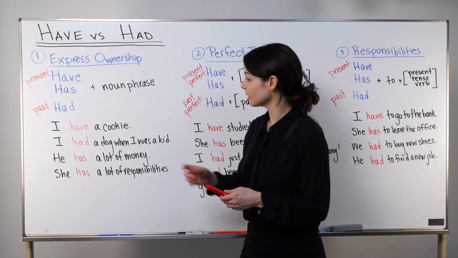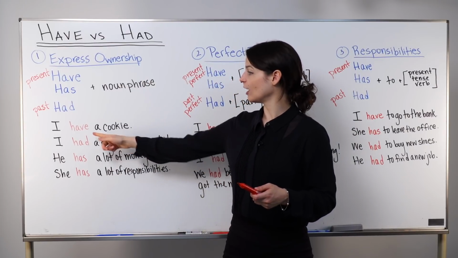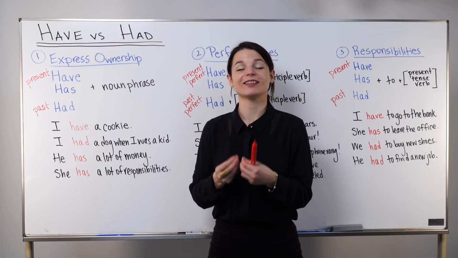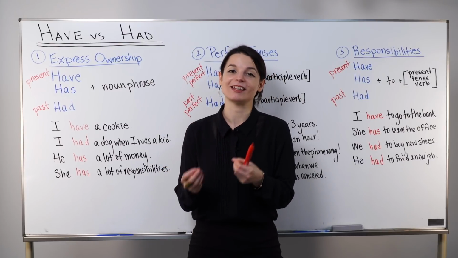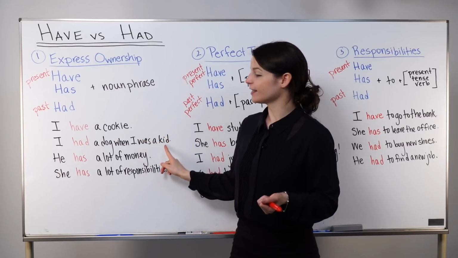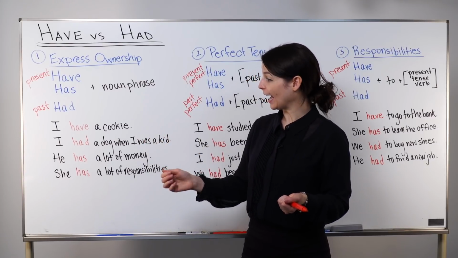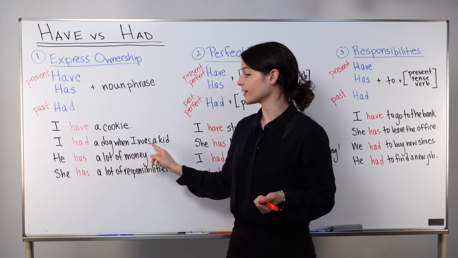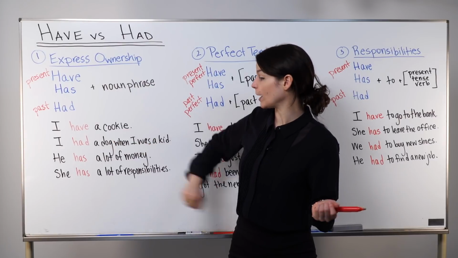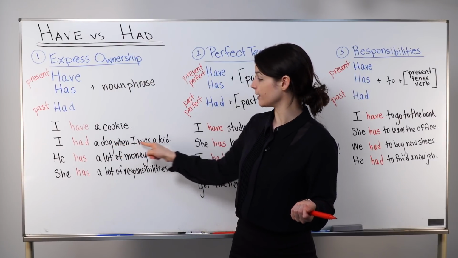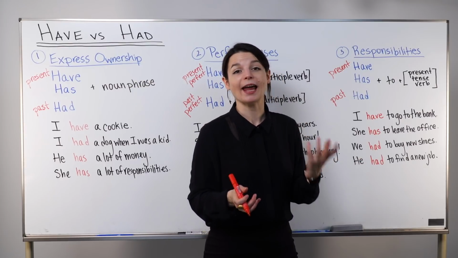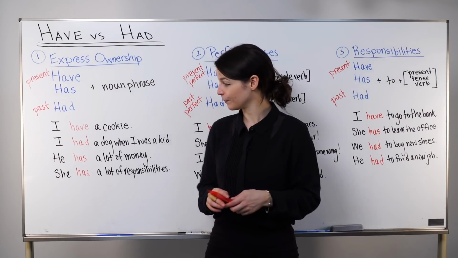Some more examples. First, I have a cookie. Have, present tense. This shows us right now, the speaker has a cookie. Another one, past tense here. I had a dog when I was a kid. So here, this is my point in time, or my period of time. This was the time in which I had a dog, past tense.